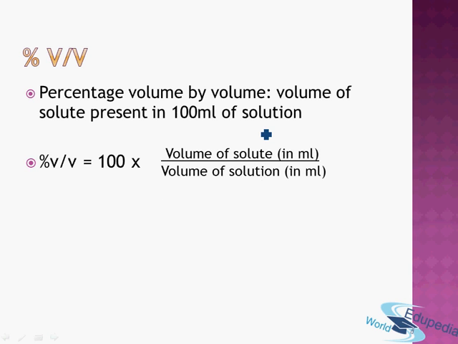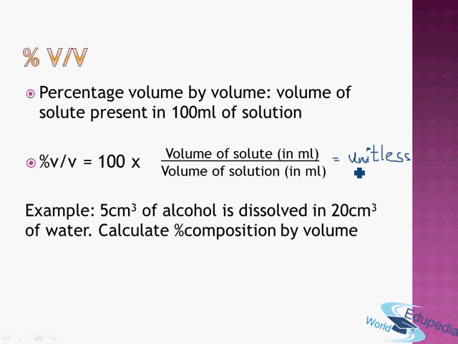All the concept and theory behind it is completely the same. The only difference is that now I need to calculate the volume of solute and the volume of solution. Again, they both must be in the same units. By convention we usually take them in milliliters. You can take them in liters, but make sure that both of them are in the same unit, so that our final unit will be dimensionless. Percentage volume by volume will also be unitless. Let's see a quick example and then we'll move on to the next concentration unit.